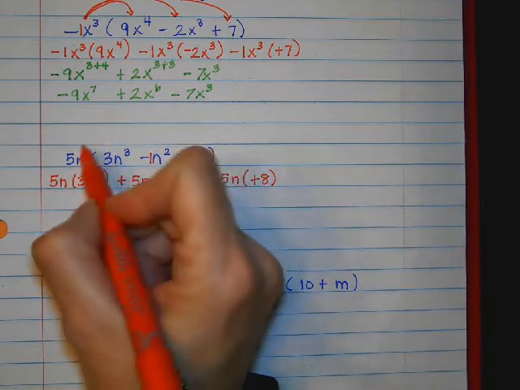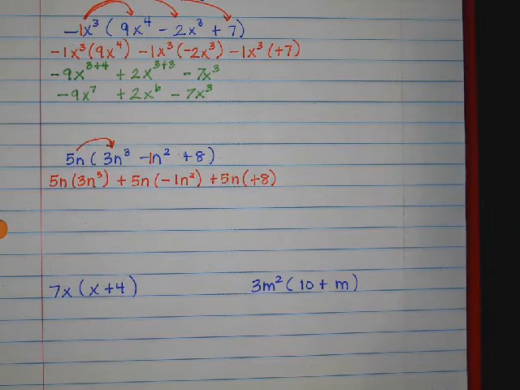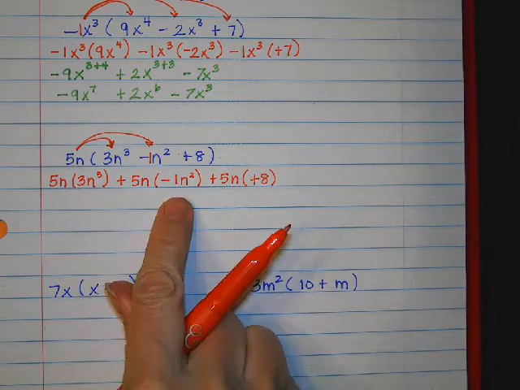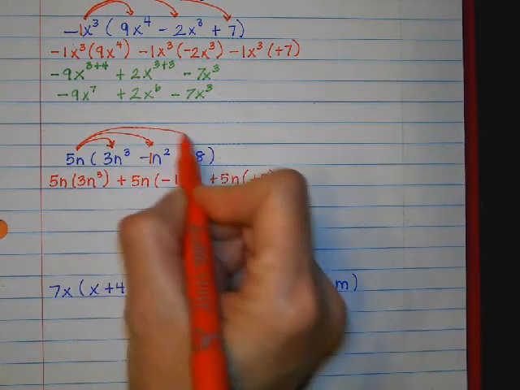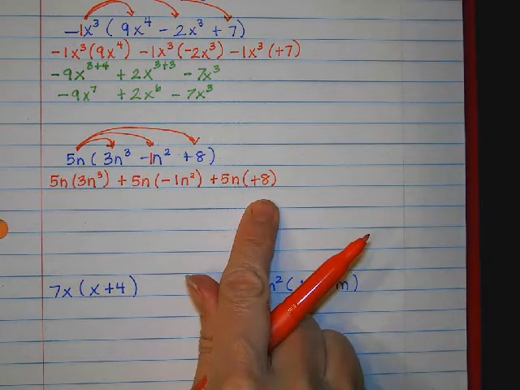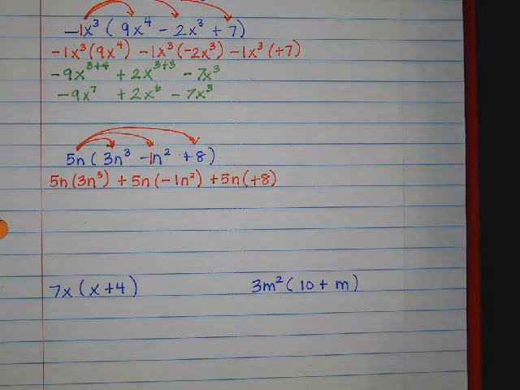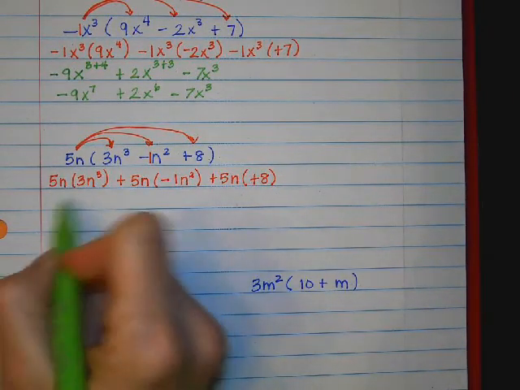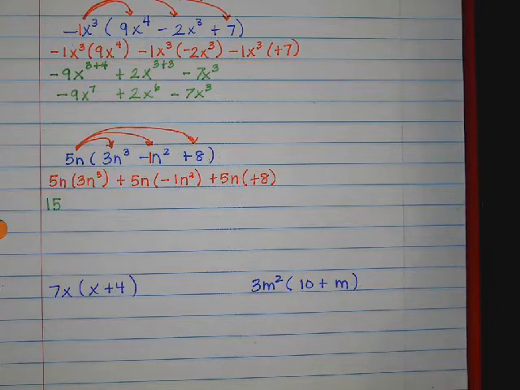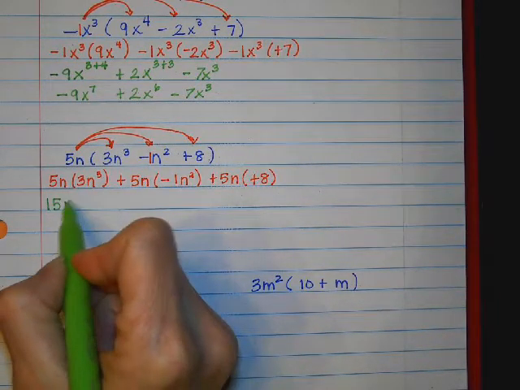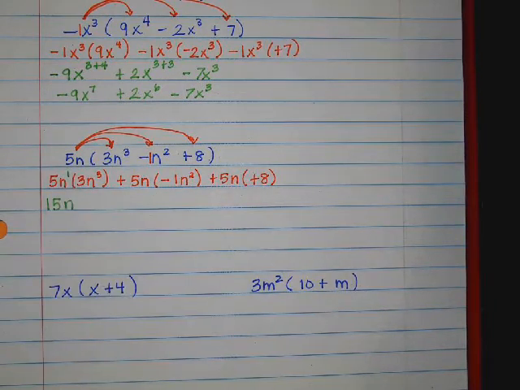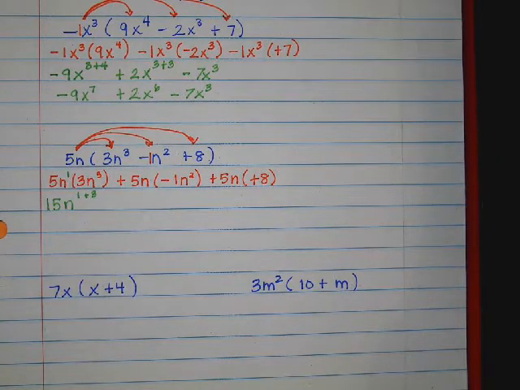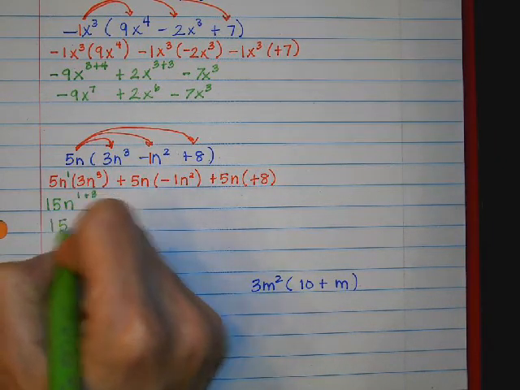Again, I'm showing you 5n times 3n cubed right here. I'm showing you 5n times negative 1n squared here. And I'm showing you positive 8 right down here. We're going to multiply our coefficients first. So I've got 5 times 3, which is 15. They both contain the variable n. This has a coefficient of 1, an exponent of 1 that I don't see, so 1 plus 3. What is 1 plus 3? Beautiful, 4. So 15n to the 4th.